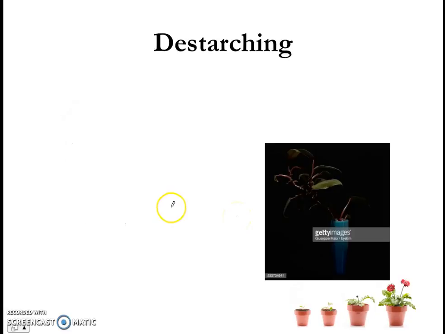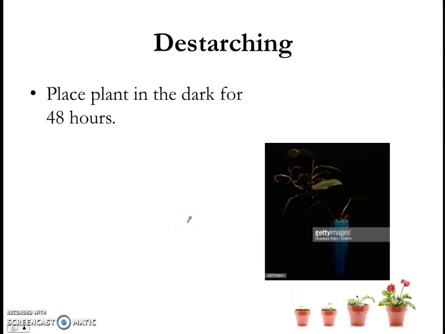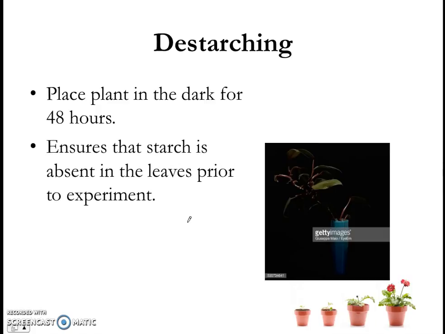So what is destarching and why is it important? Well, how do we destarch a plant? We put it in the dark for 48 hours. So the plant will use up all the starch in its leaves and will leave the plant with no starch in its leaves. Now the importance of this is this.